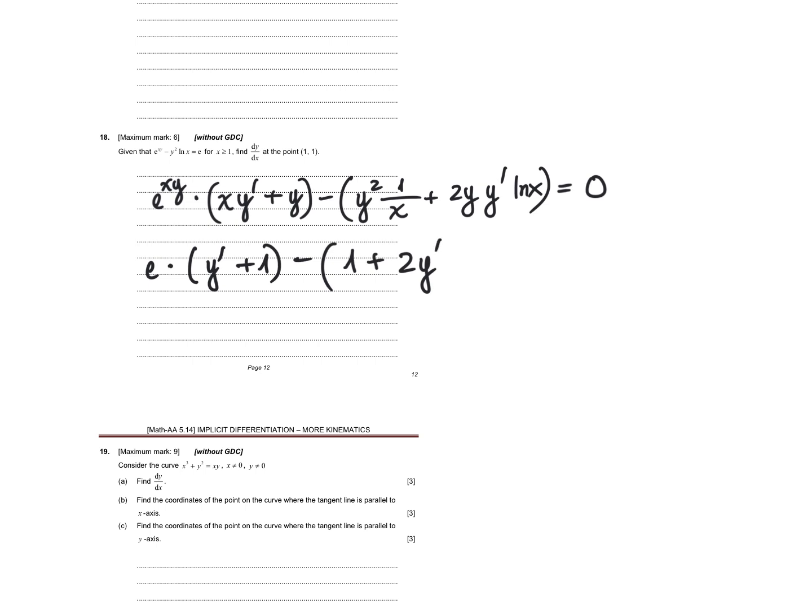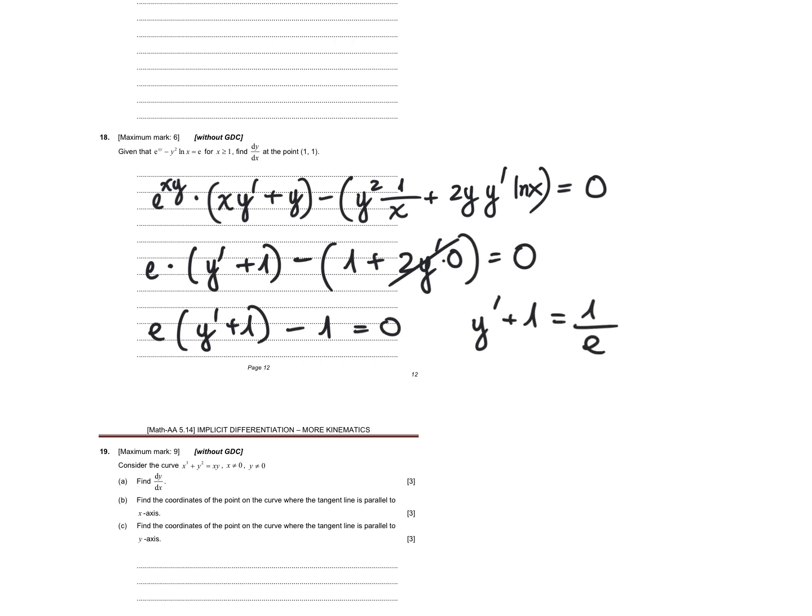y prime natural log 1, which is 0. Okay, equals 0, so that goes away. So we're going to have e times y prime plus 1 minus 1 equals 0. So now we will add 1, divide by e, and then subtract 1. 1 over e minus 1.